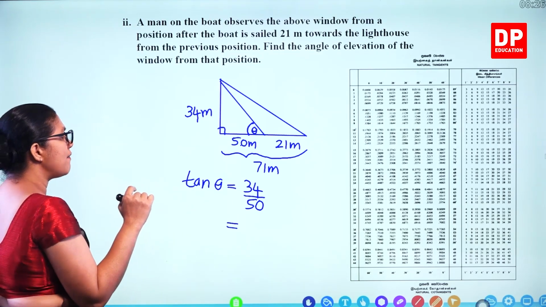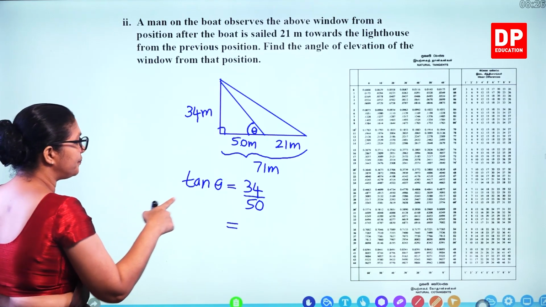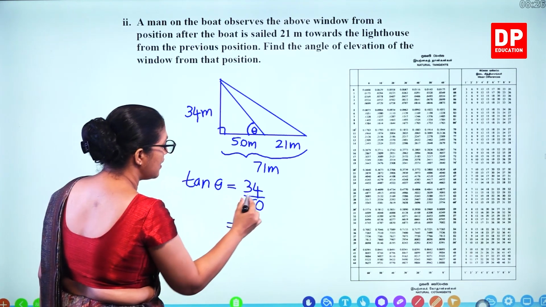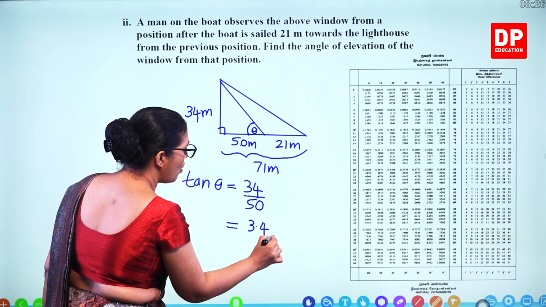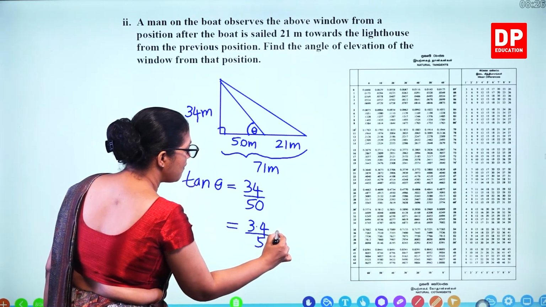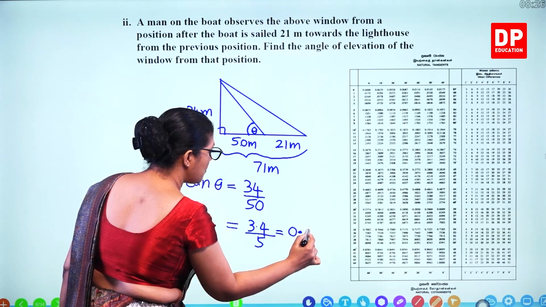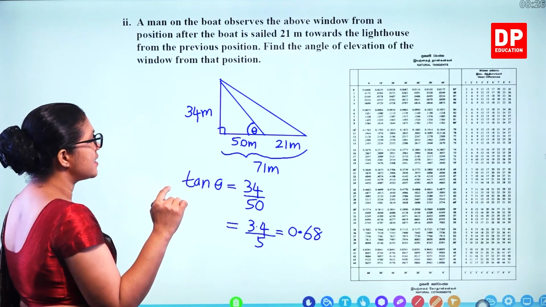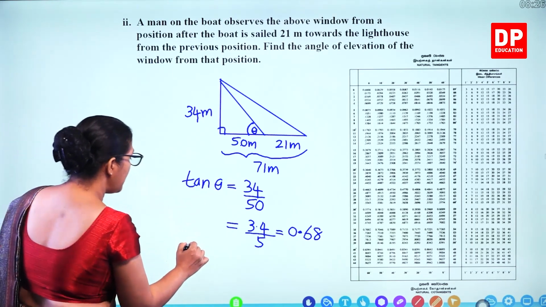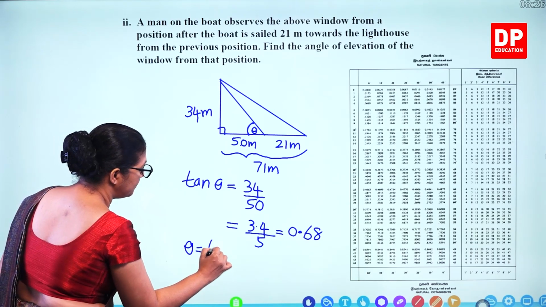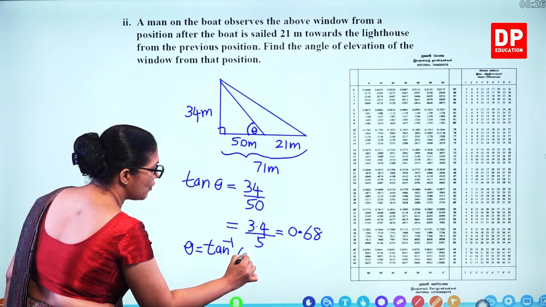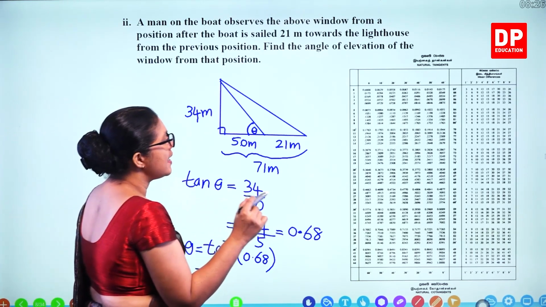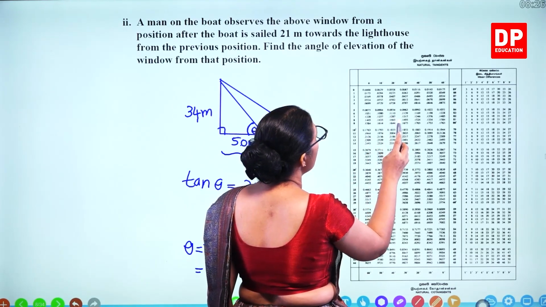So divide by 5 and again put a 0, decimal place, because divide by 10. So divide by 10, you get 3.4 and divide by 5 again. 0.5 times 6, 30 for 40, that's 8. 0.68. Now you have to find the inverse of that value. Tan inverse of 0.68.